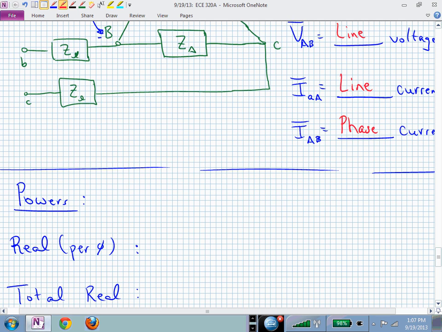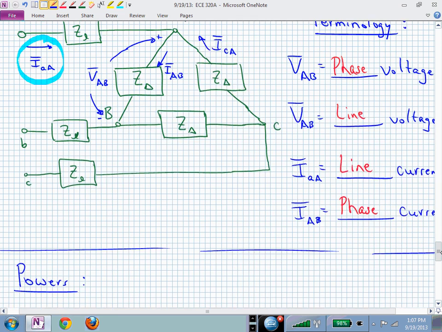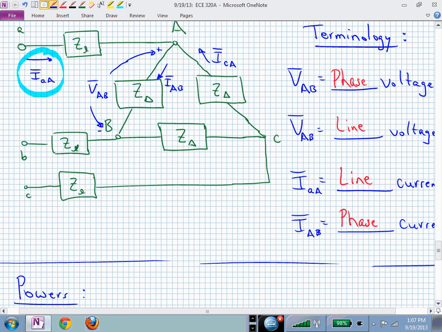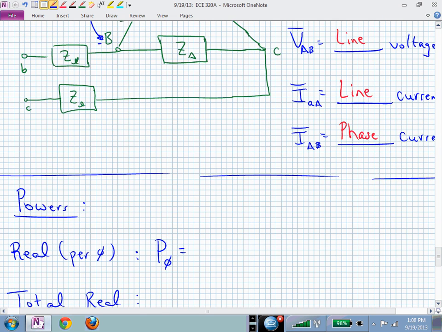What's the power, real power per phase? Well, now you just have to go back and say, well, what was my phase voltage? That's the magnitude of VAB, wasn't it, in this case? And that's the same as my line voltage. Well, let's just do it one at a time. So P sub phi is now V sub phi, which in this case was the magnitude of VAB for this configuration, right?